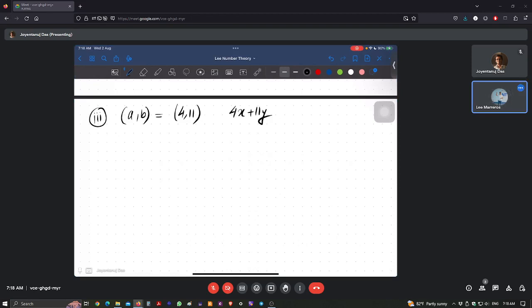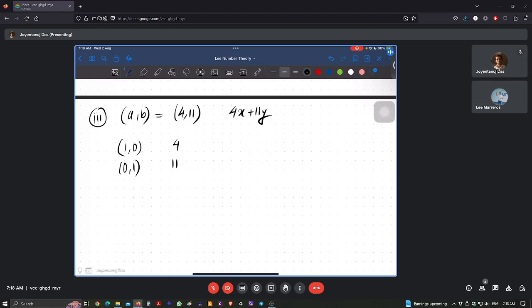Okay, we can try. So any number will start from at least 11, right? Because if we put 0 1, then it is 11. So it has to be bigger than 11, right? What I wanted to say is, if I put 1 0, then I have 4, and if I put 0 1, it is 11. So any number between 4 and 11 we cannot express. So you have to start looking from 12 onwards, whether it is possible or not.